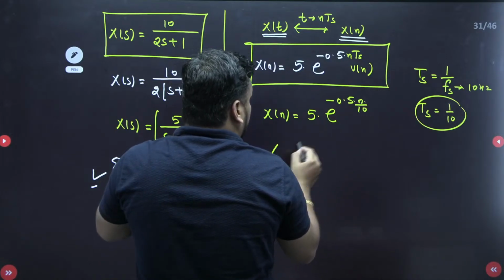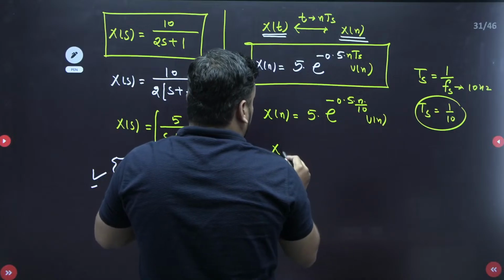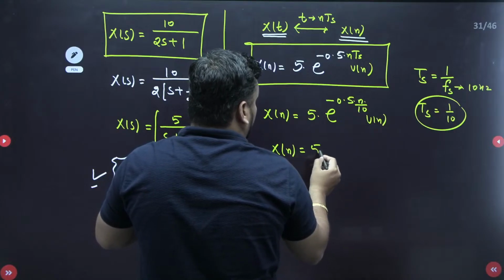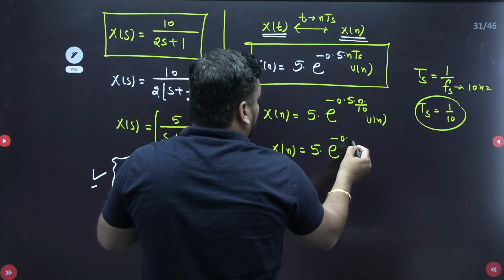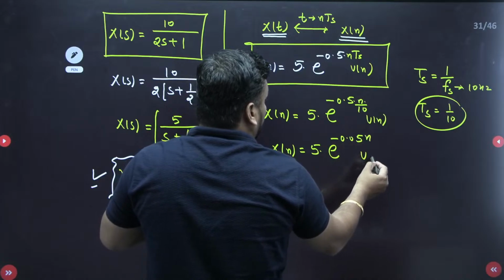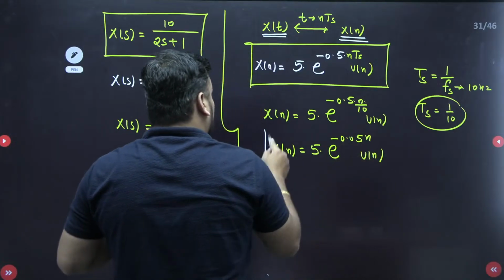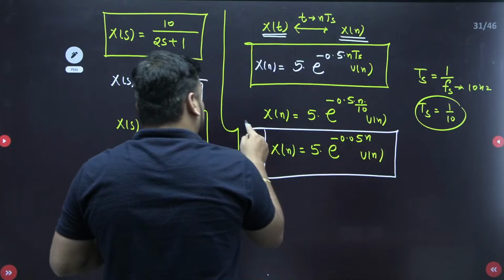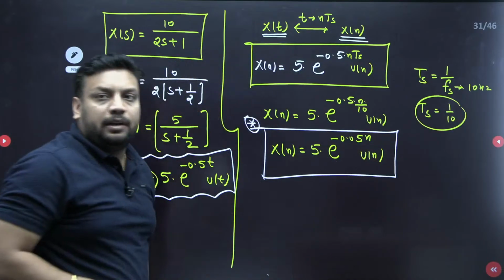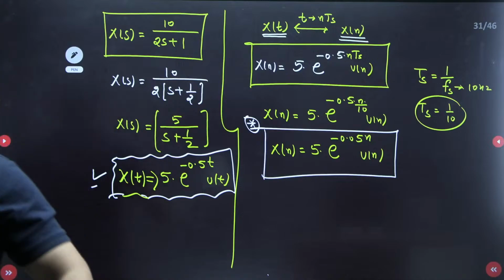So ideally, this is u of n. So finally your x of n will be 5 times e to the power minus 0.05 n, u of n. Are you guys getting the same or not till here? x of n, you are getting?